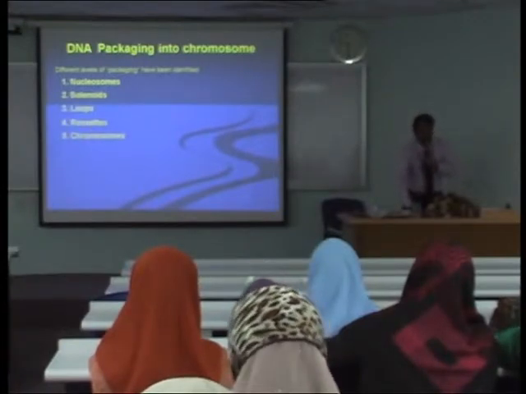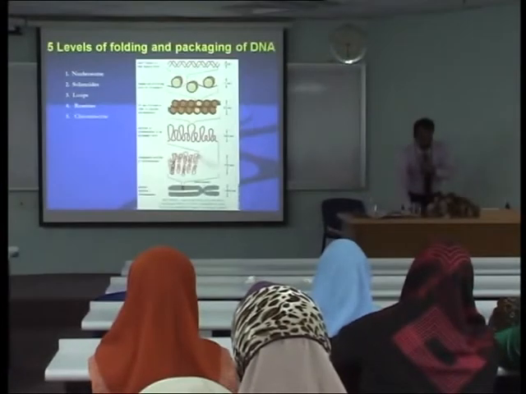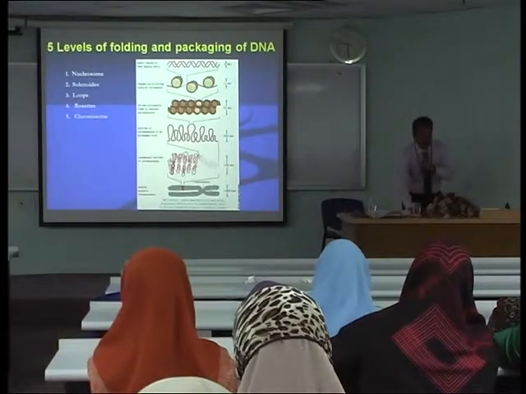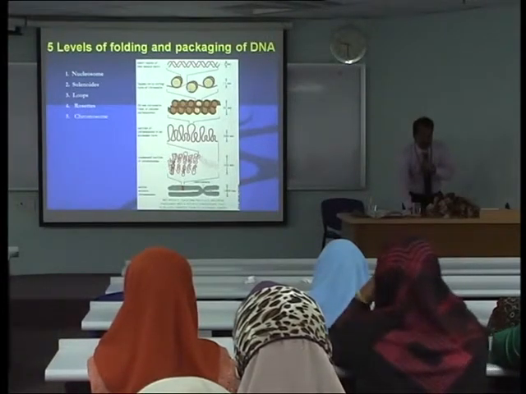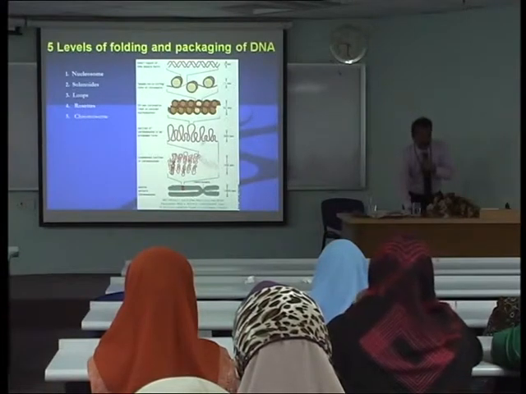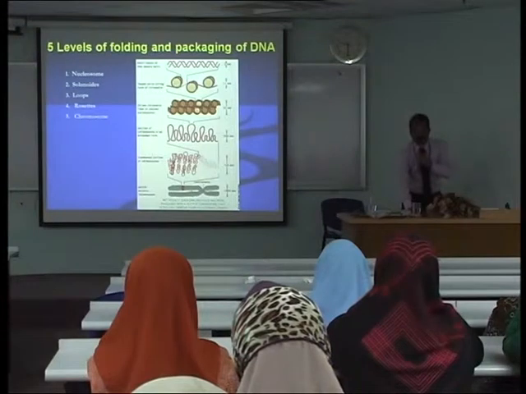So these are the 5 levels of packaging and folding, and this is how it happens. The DNA will be like this initially, and they get packed with proteins. Then again further will be coiled. Then they become loops, rosettes, and finally they become organized into structures known as chromosomes.